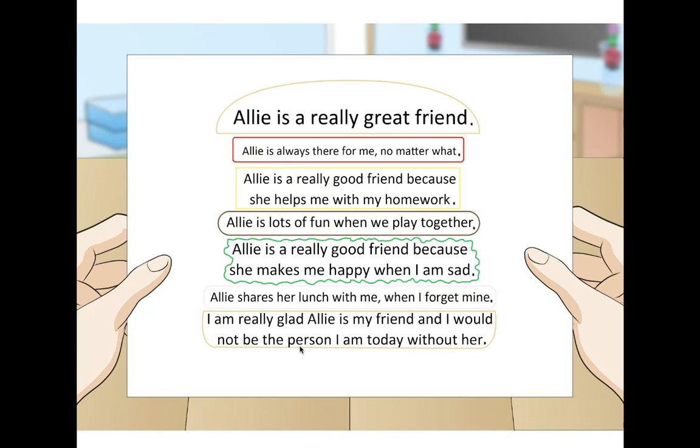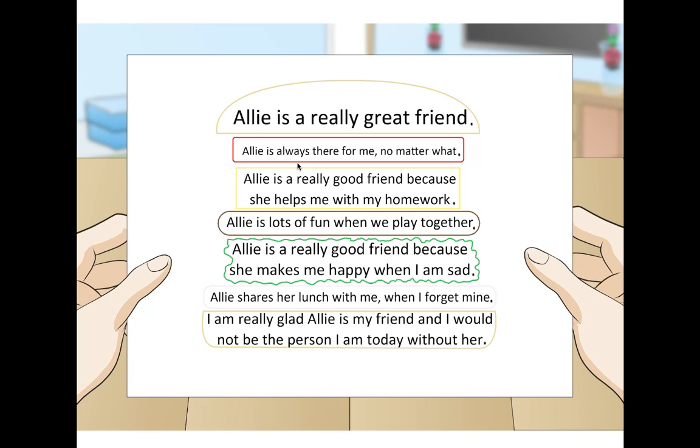Here is a paragraph that a student did that has all of the components of our hamburger. Let's look. At the top, we have our bun, which is our topic sentence. This student wrote, "Allie is a really great friend." That's telling me as a reader that this paragraph is going to be all about how Allie is a great friend. Next, we've got those detail sentences.